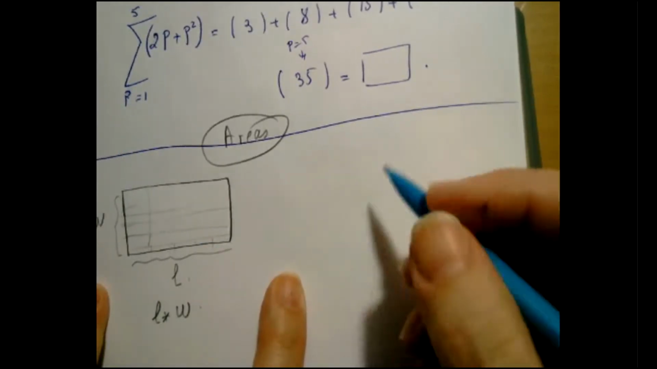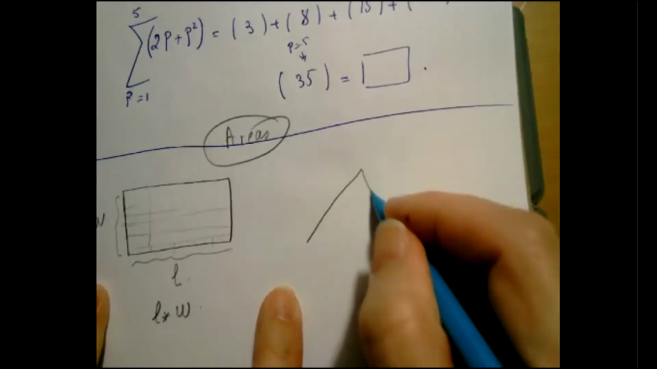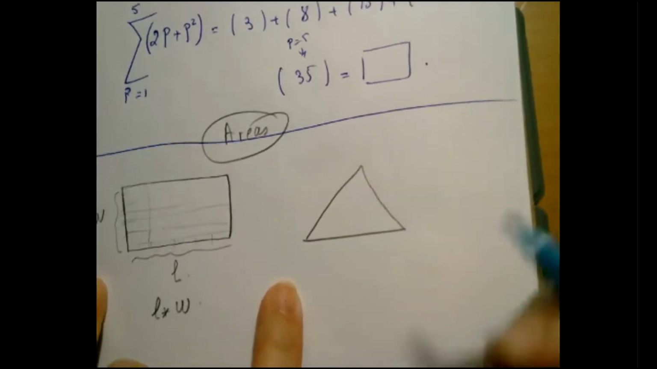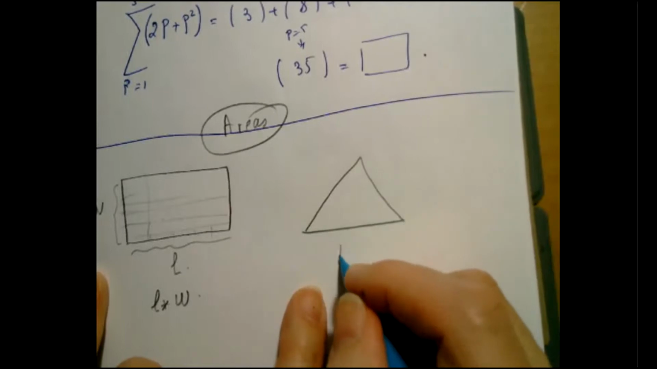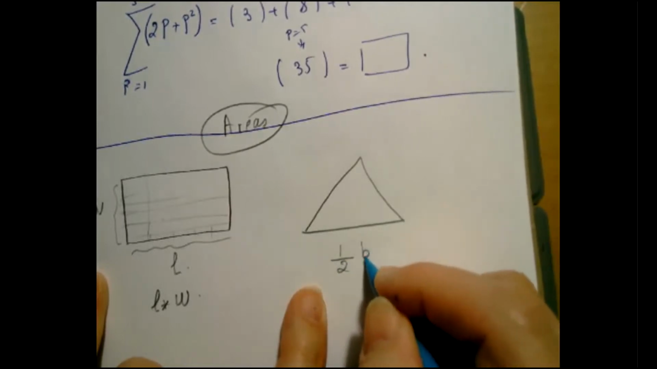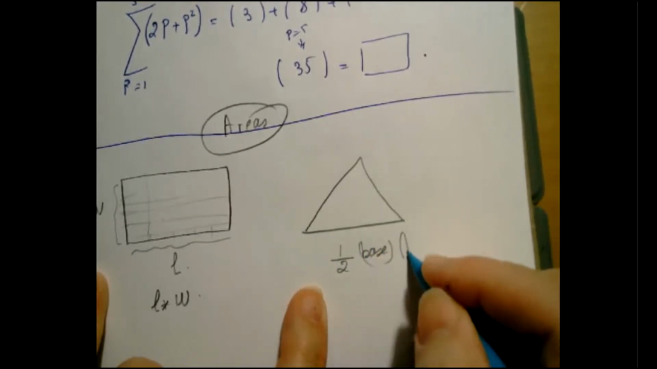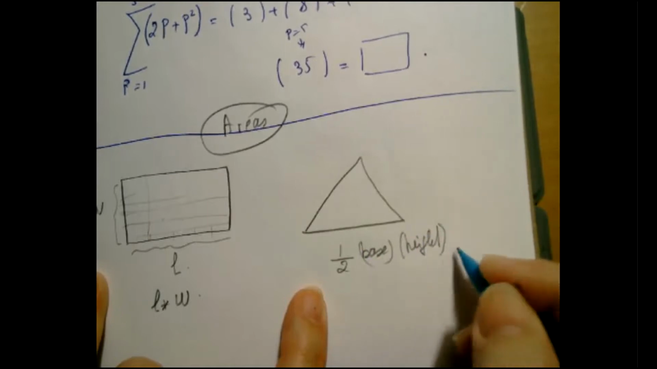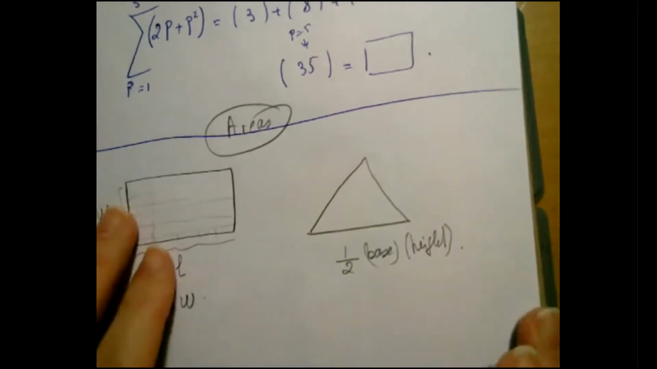Simple problem. If I have a triangle, again, the problem was solved easily, and it was half base times height. That's a triangle. Okay. So these are the two basic shapes.